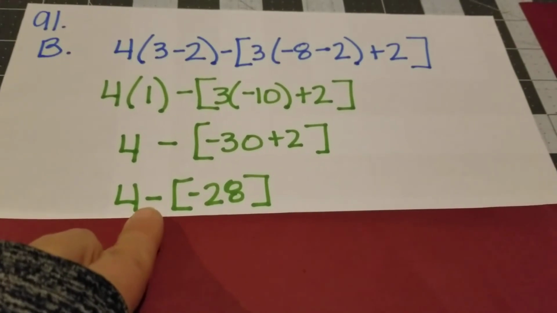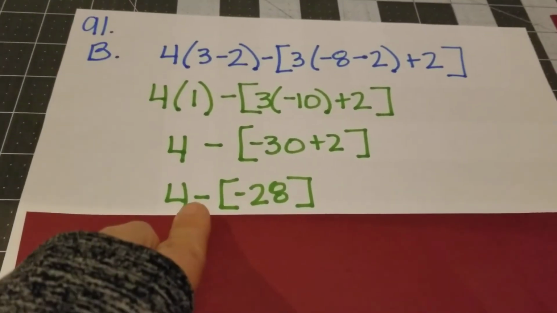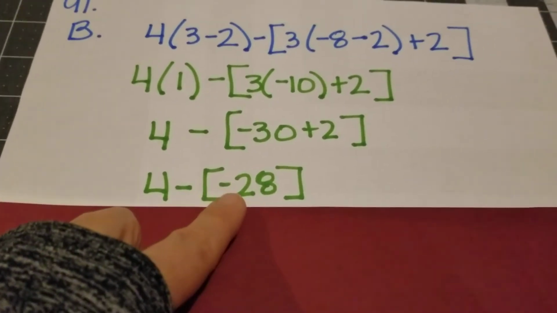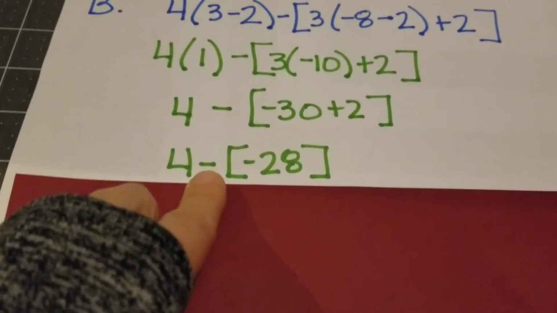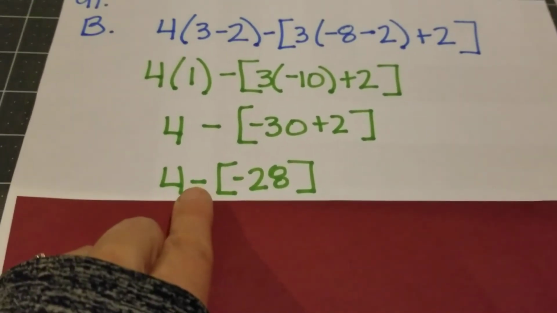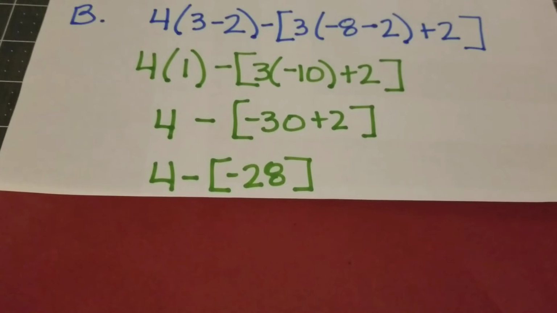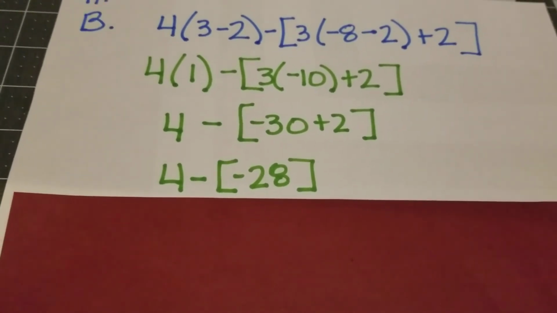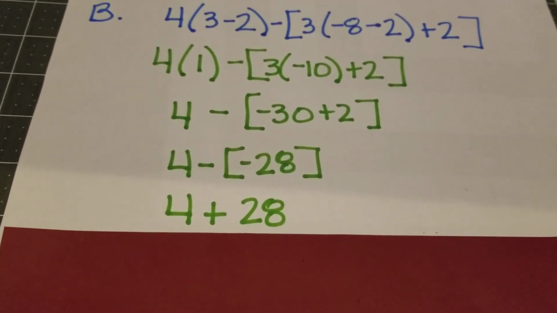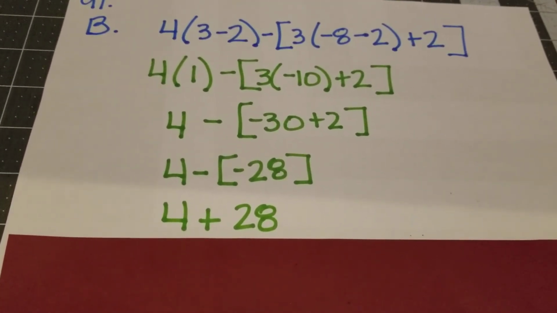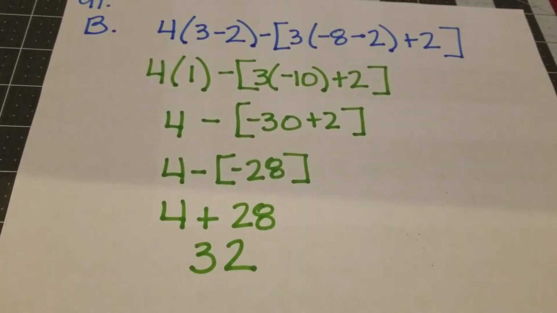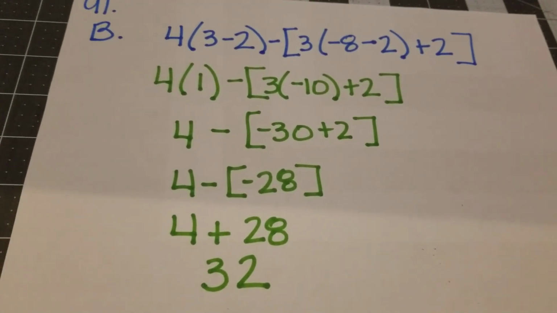Okay, now see, I have 2 negatives next to each other. So this is like minus a negative, or subtract a negative, or the opposite of a negative. However you like to think about it, or 2 negatives next to each other make a positive. So there's a lot of different ways that can kind of clue you in as to what to do. But the bottom line is we need to say that means 4 plus 28. 4 plus 28 then is 32. And there is your problem. Make sure it's in your notes.